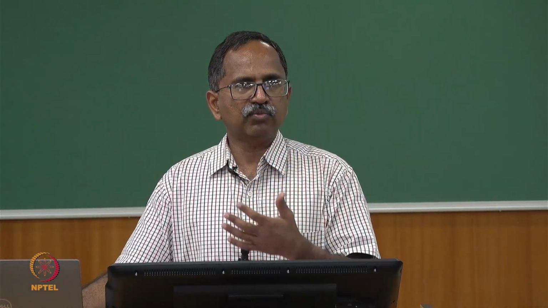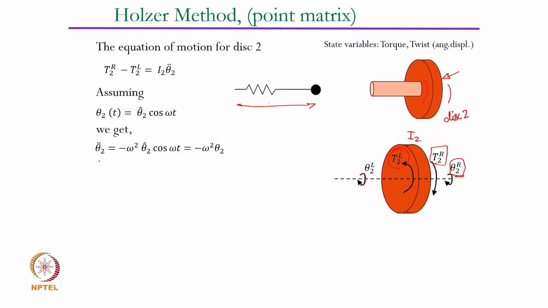So when we are assuming a principal motion, assuming that there is a harmonic natural mode vibration that is taking place, then theta 2 cos omega t represents the harmonic vibratory motion. Now when that happens, theta 2 double dot can be shown to be minus omega square theta 2 cap cos omega t, which actually means equal to minus omega square theta 2. Theta 2 is basically time dependent twist.